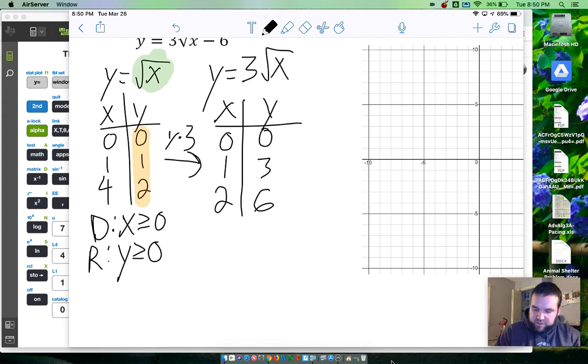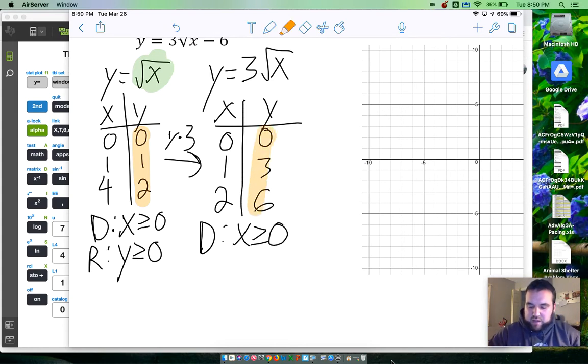What's interesting about that is even when I triple, the x values were unchanged completely. I didn't do anything with the x values. So the domain here is x is still greater than or equal to 0. Even though I tripled the y values, the smallest y value I have is still 0. So my range would be y is greater than or equal to 0.